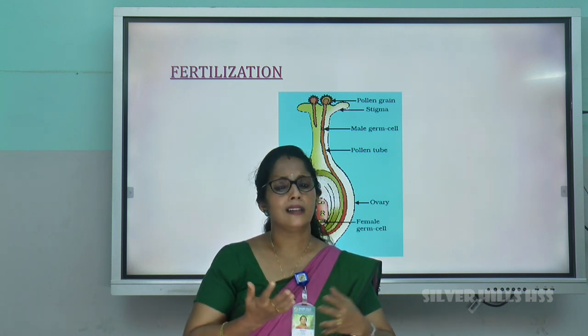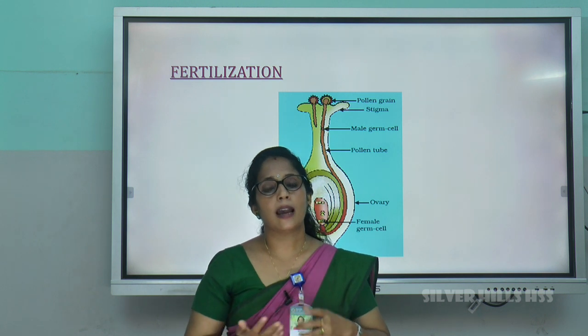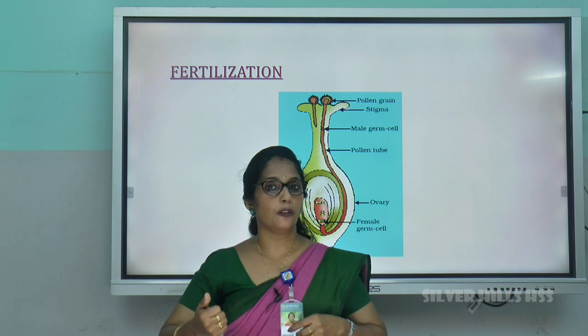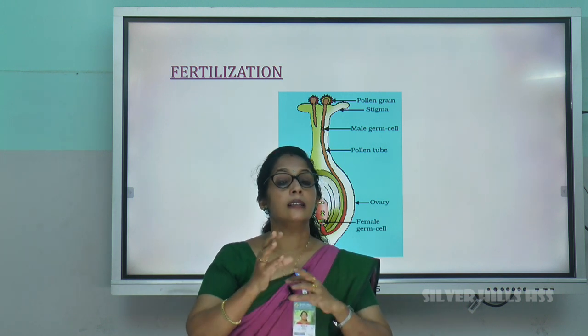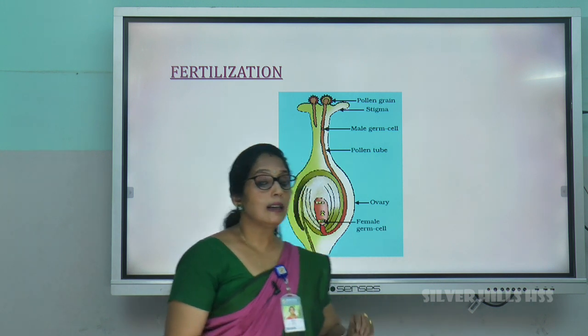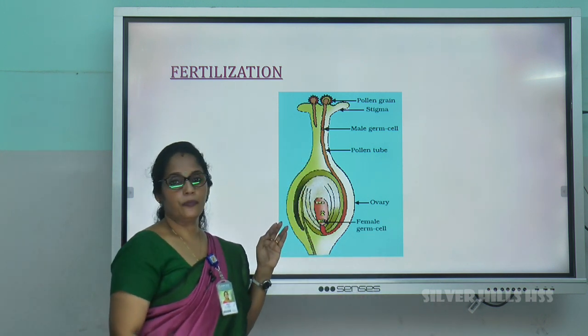Then you can see the sepals as well as calyx. The pedicel will be holding the fruit, and you can see the sepals and all will be there on the fruit. So is it clear about fertilization?